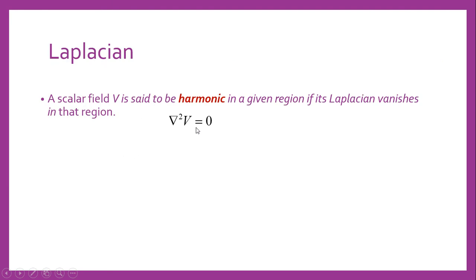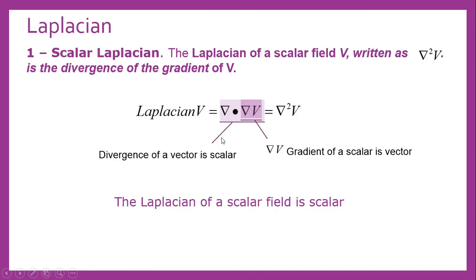The Laplacian can also be 0, del square V equal to 0. Then we say this scalar field V is harmonic, and this is a special case of the Laplacian. This equation is also known as the Laplace equation. As I already stated, the Laplacian can be operated on both scalar as well as vector. If it is operated on a scalar, it is called scalar Laplacian. If it is operated on a vector, it is called vector Laplacian.